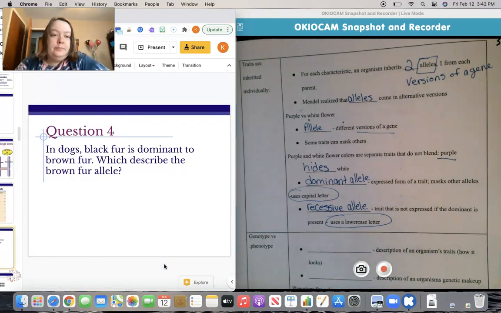So here's the question. This is question 4. In dogs, if black fur is dominant to brown fur, which describes the brown fur allele? And select all that apply.